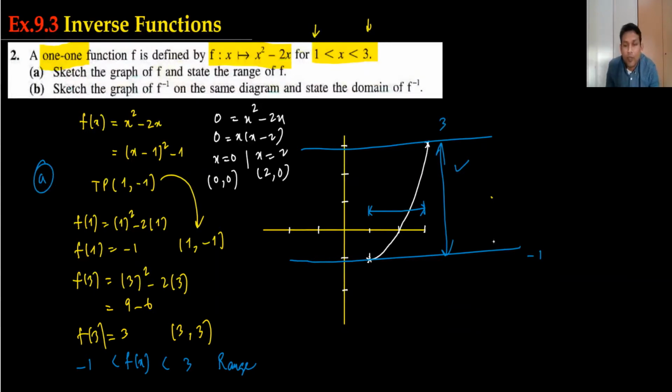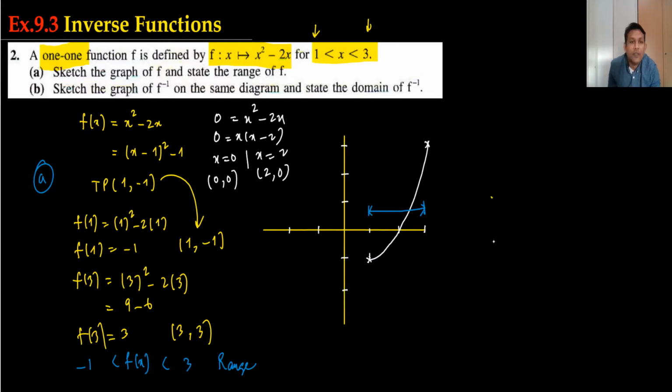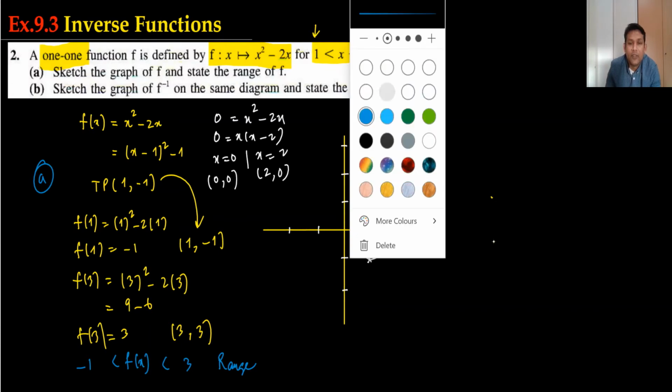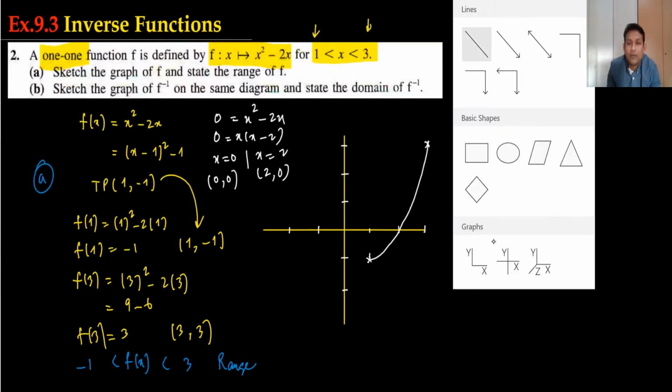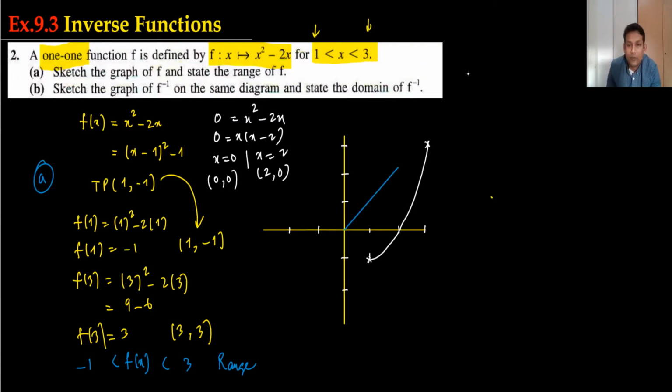Now moving to part B. This we have done. Sketch the graph of f inverse. F inverse means I need a reflection line. I told you in the last video, for the reflection line we have to draw y is equal to x. And y is equal to x should also extend backwards, like this is the y is equal to x line.